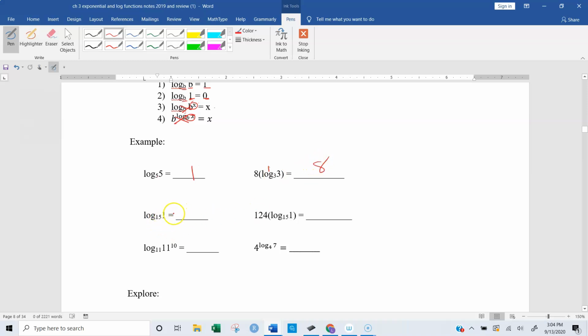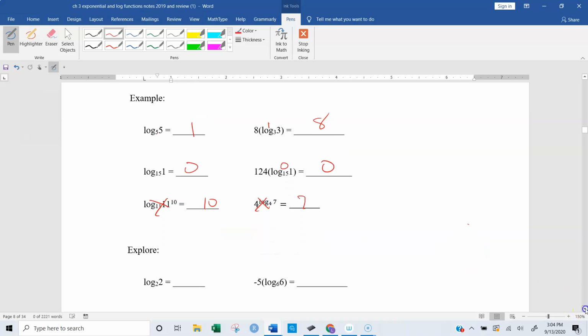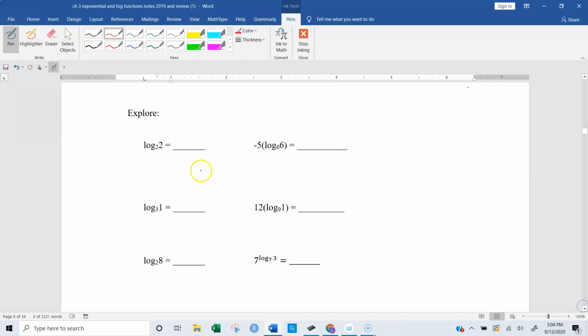What 15 to what power equals 1? The answer is 0. Well, this is also 0, but 0 times anything is 0. This here was an identity, so we get 10. And this is also an identity, so we get 7. Pause and try yours. You should have had 1, -5, because this was the 1 part.